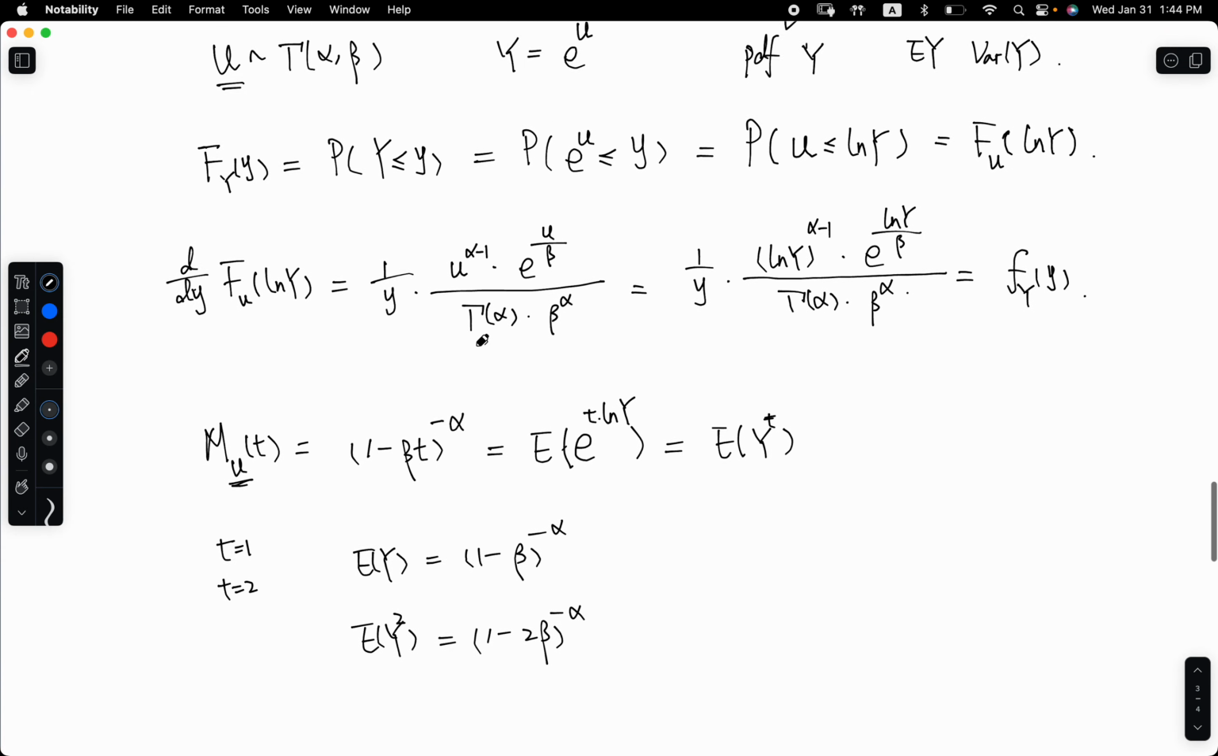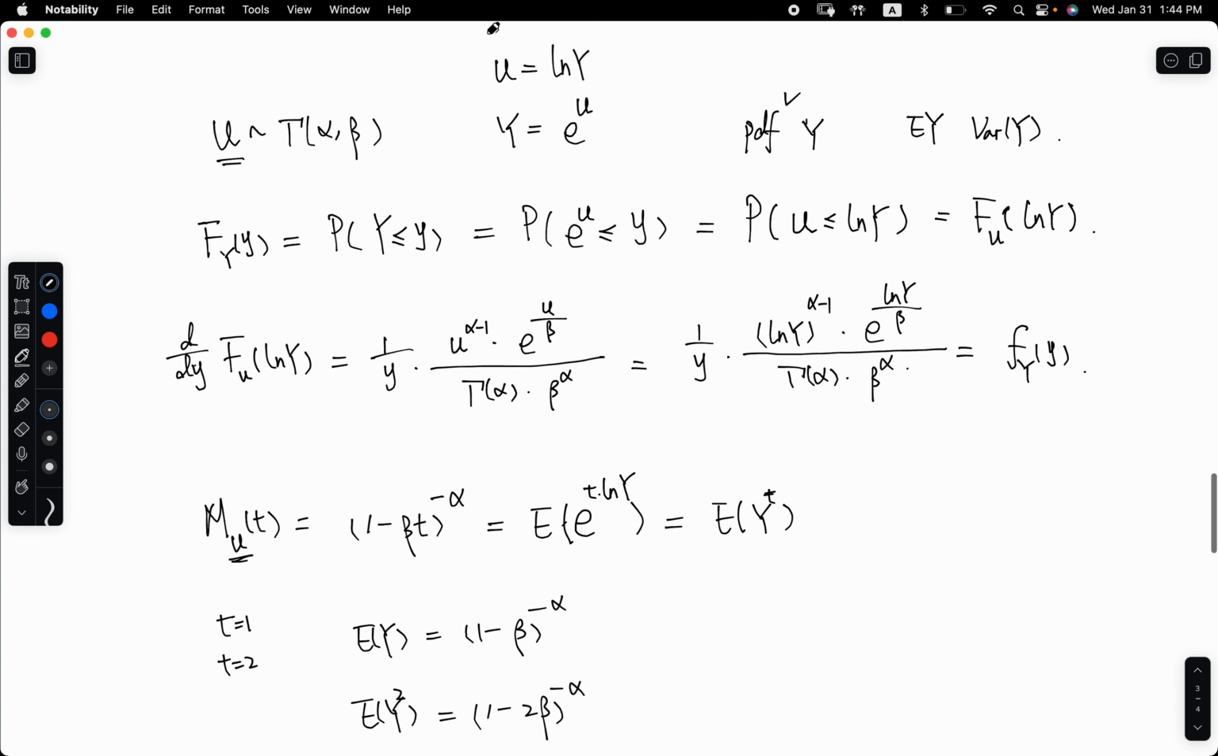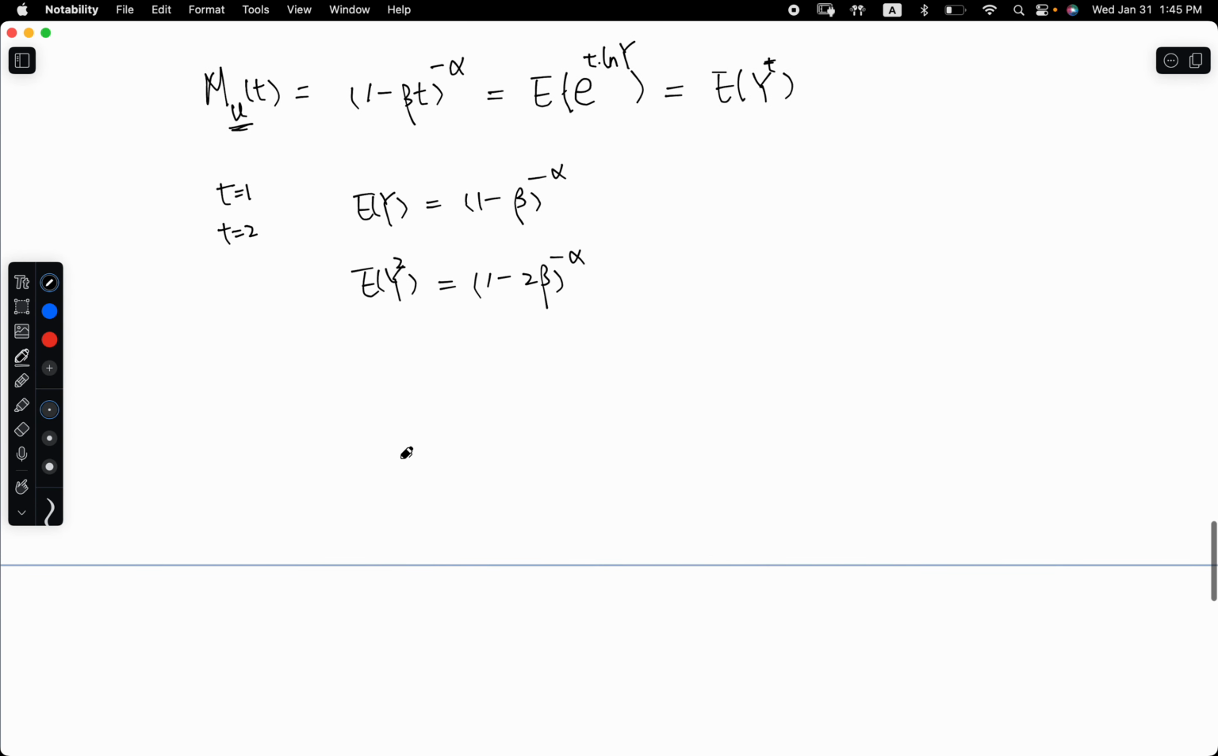Okay, so from the known distribution, we used the CDF method to find the PDF of a new random variable y. And the second part is that we use the moment generating function of the known random variable to bridge between them. Well, this is just a special case, so that's why we can do it this way. Then we make the connection and evaluate t equal to 1 and 2 to find the moment of the new random variable y and the variance of y.